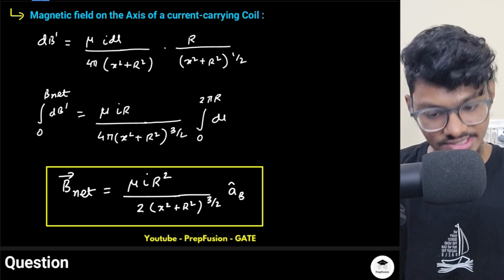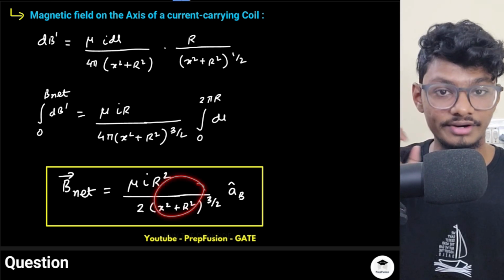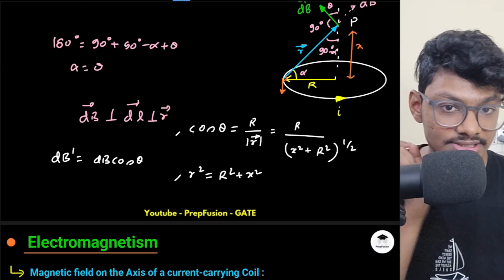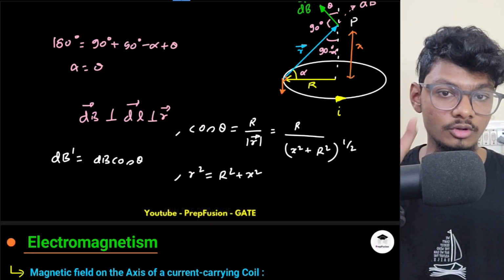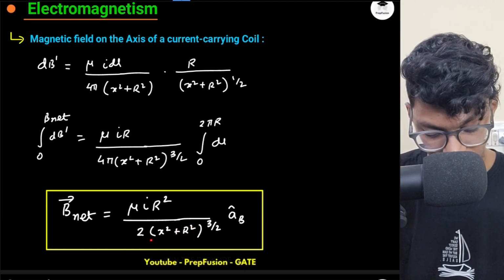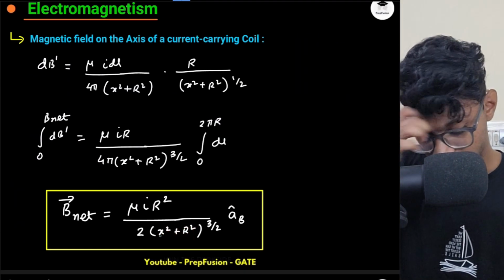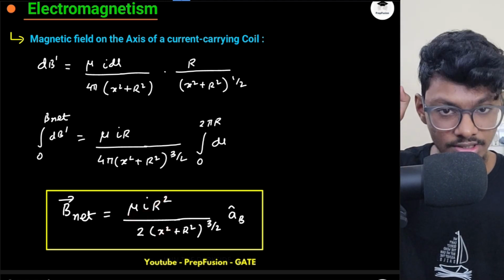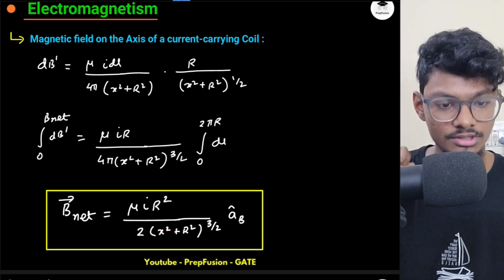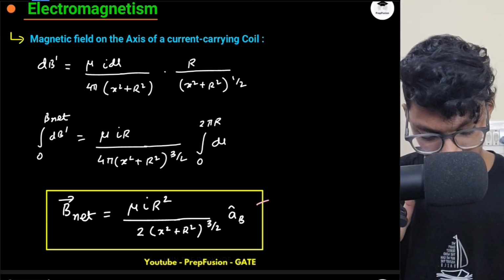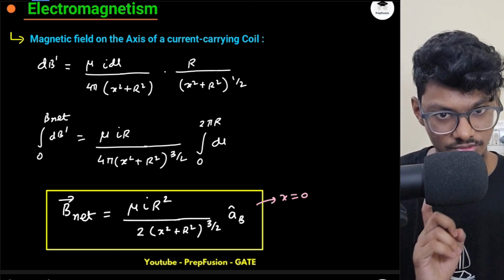Let's do a sanity check. If I put x equals to 0, what does that mean? That means I am at the center of the ring. If I am at the center of the ring, what should be the magnetic field? It should be mu naught I by 2r. I will put x equal to 0. What do you get? This is simply r cube. So r square by r cube, this cancels out, and this is mu naught I by 2r, which is correct. So at x equals to 0, I am getting the correct expression. So you can check by putting x equal to 0.